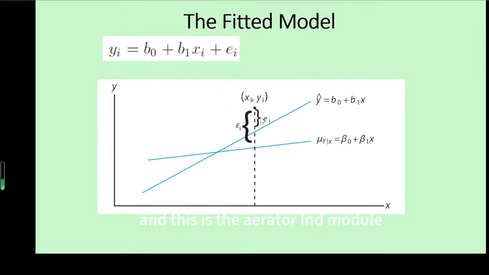And this is the error term in the model, which is the difference between the real observations and the fitted line. This epsilon is the real random term for a given x value and y value. And this epsilon is assumed to be normally distributed with zero mean and variance sigma squared. So for different values of x, this epsilon is assumed to have the same distribution.